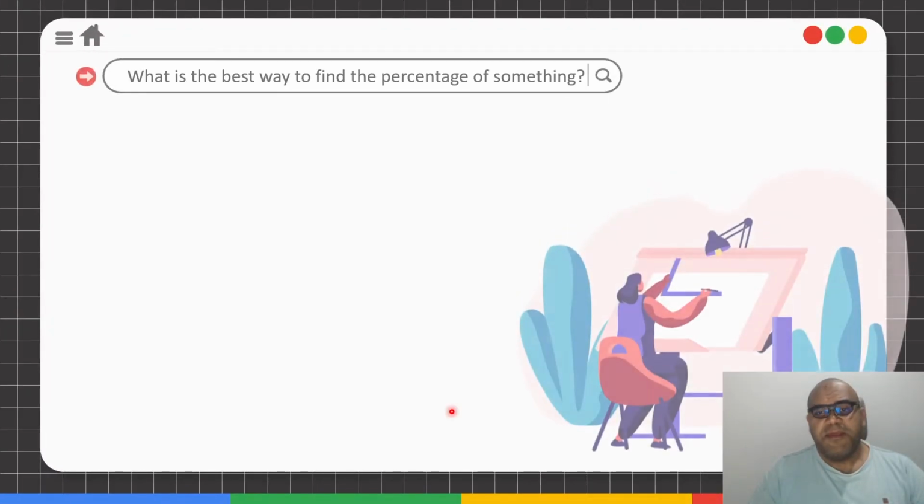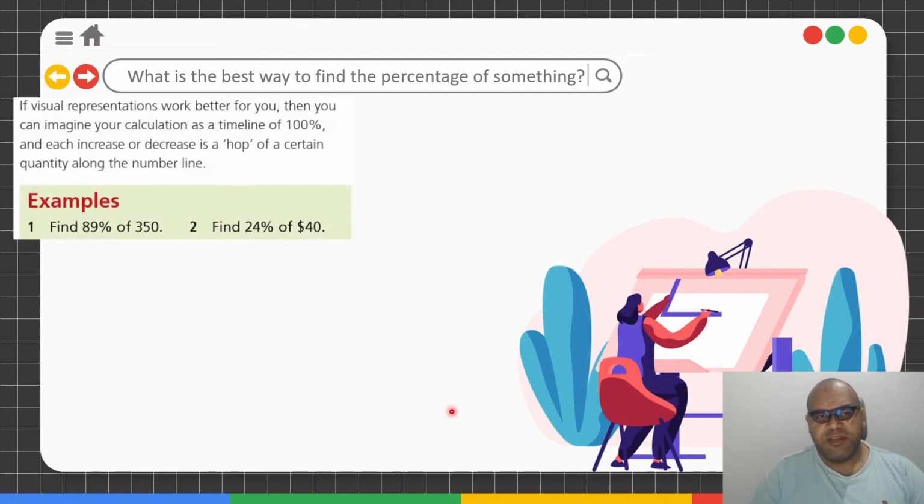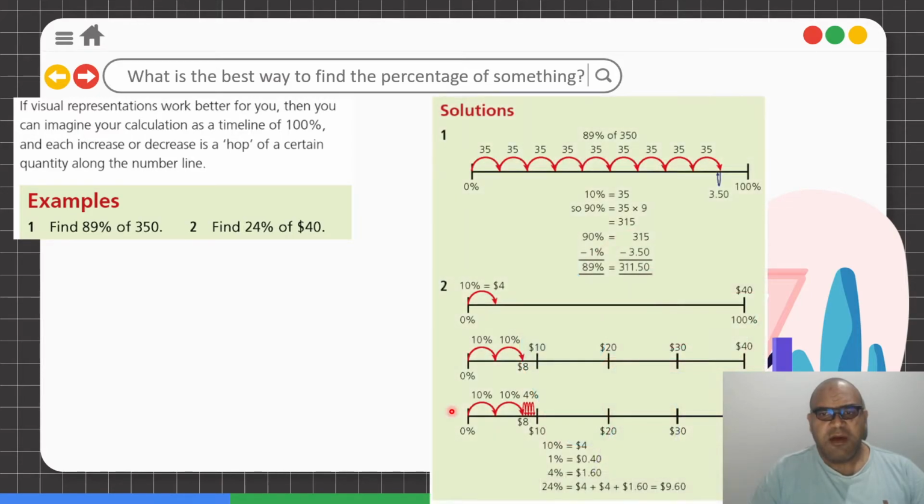Guys, in this method also, some of you would like to see it visually, if that is better for you. We can do this using a visual representation. How, mister? Well, the first one, 89%. You draw a number line. And we know each 10% is 35. As you can see here, 10%, 35. And you go over 35, 35. You can add, it's a visual.